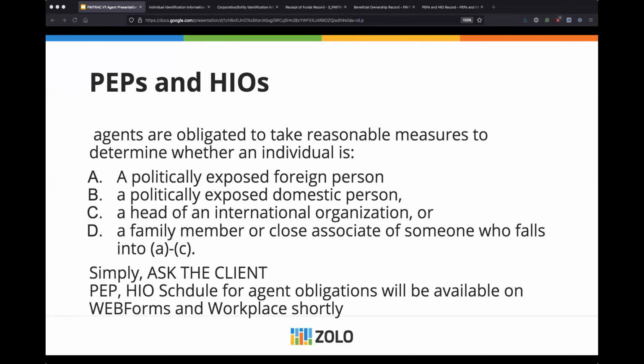So we expect you to ask the client if they are a PEP or HIO. Ask them, are you a foreign dignitary? Are you a domestic dignitary? What are some titles that could be related to a PEP, either domestically or foreign?